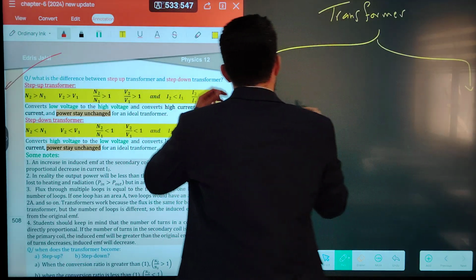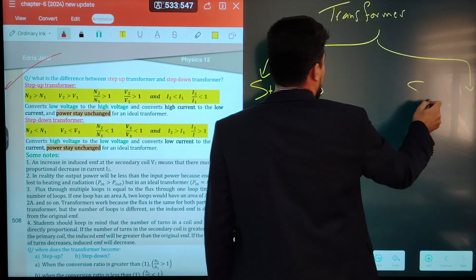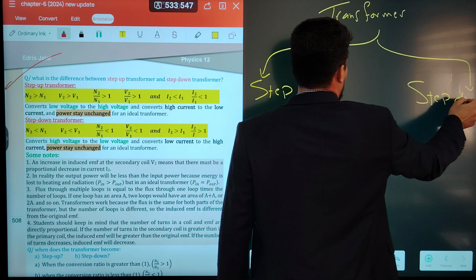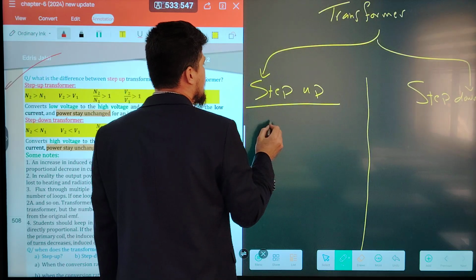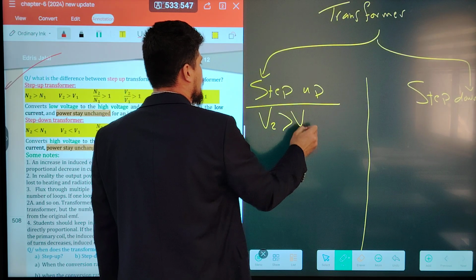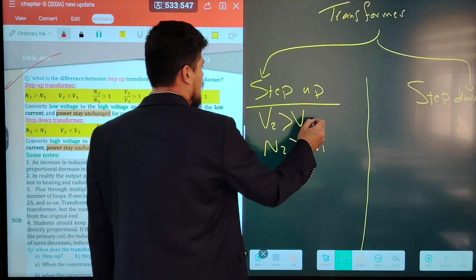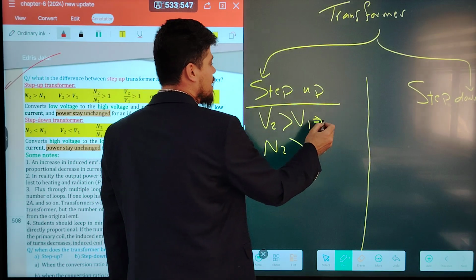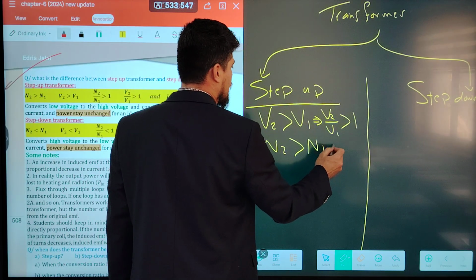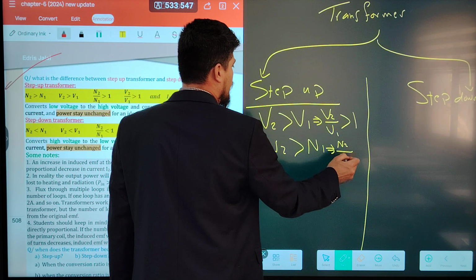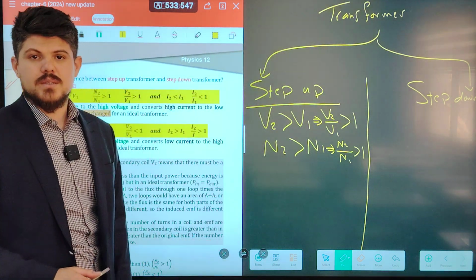We have two different types of transformer: step up and step down. In a step up transformer, guys, V2 is bigger than V1, and N2 is always bigger than N1. When we say V2 is bigger than V1, can we also say V2 over V1 is bigger than 1? N2 over N1 is also bigger than 1. But current is inversely related.